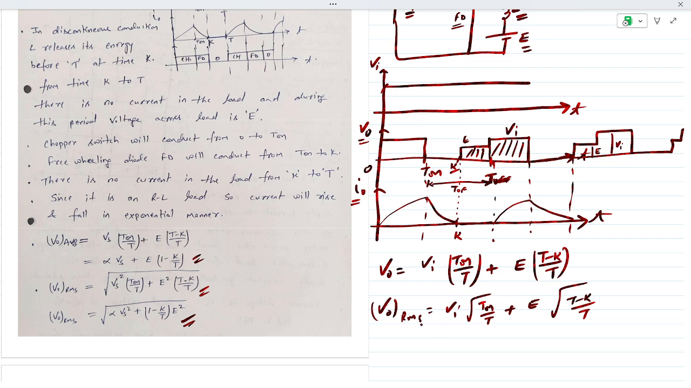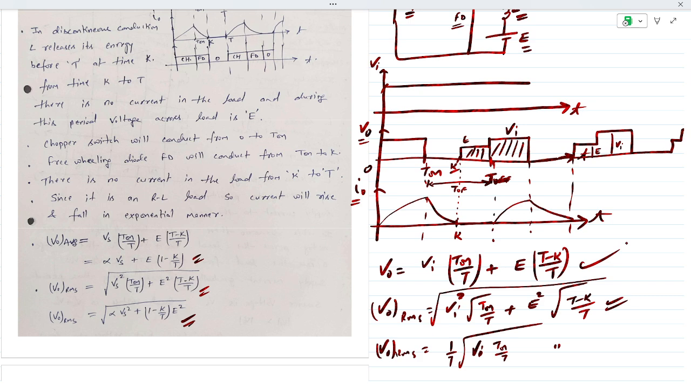In case of the RMS value, what you need to do is just take the square of these two terms. Because by formula, the RMS value is basically root mean square. So the square of Vi into T on upon T, plus the square of E into T minus K upon T, then the mean, then the root. So by formula, this is the root mean square, and finally we are getting this value. This is the RMS value of the output voltage, and this is the average value of the output voltage.